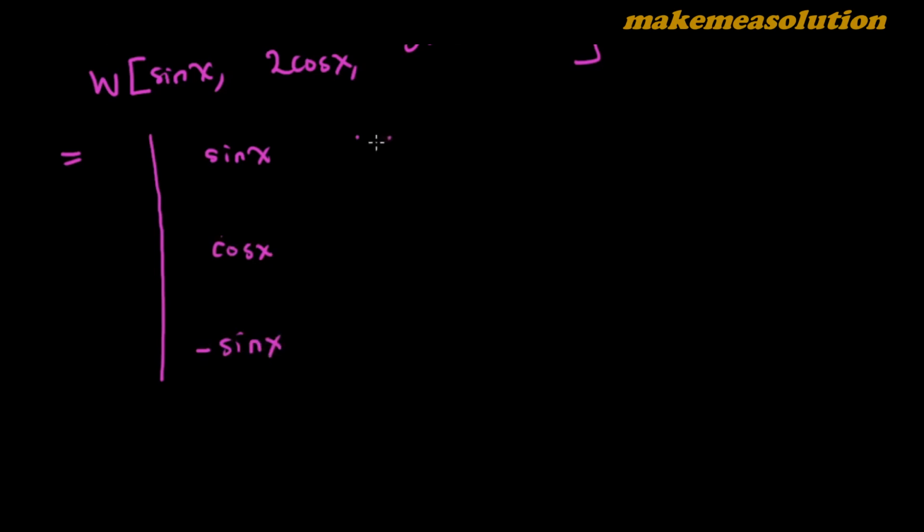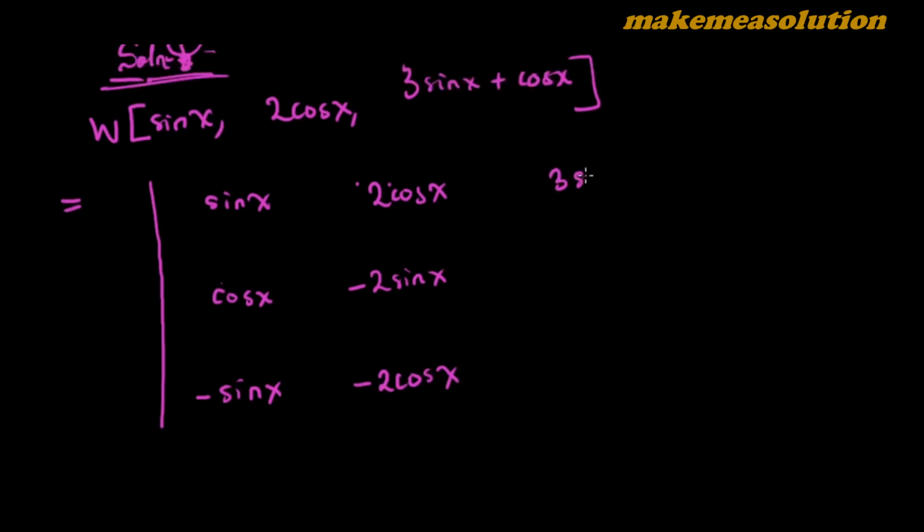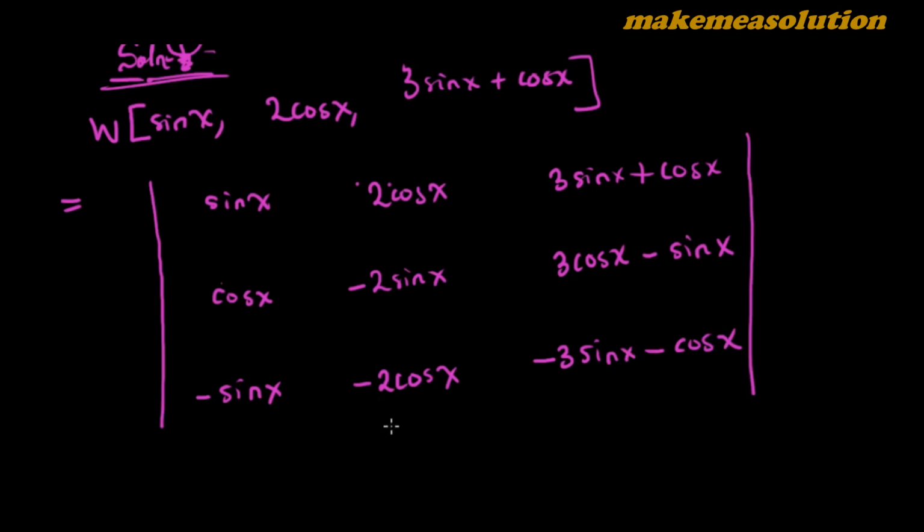Is that okay? The next term is 2 cos x. The derivative is negative 2 sin x, and the derivative of negative 2 sin x is negative 2 cos x. Then finally I have 3 sin x plus cos x. The derivative is 3 cos x minus sin x, and the second derivative is negative 3 sin x minus cos x. So let's see what this determinant will evaluate to.